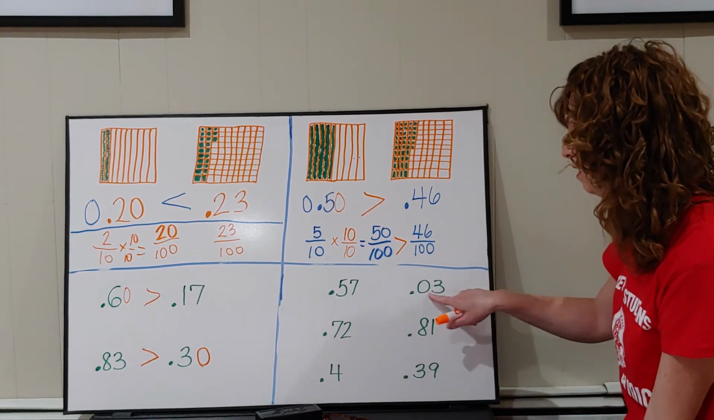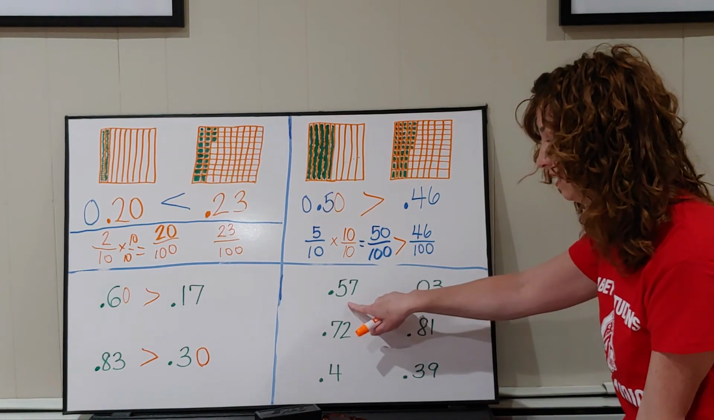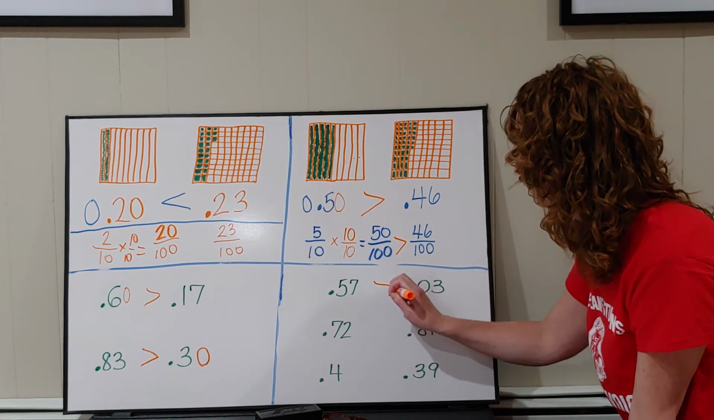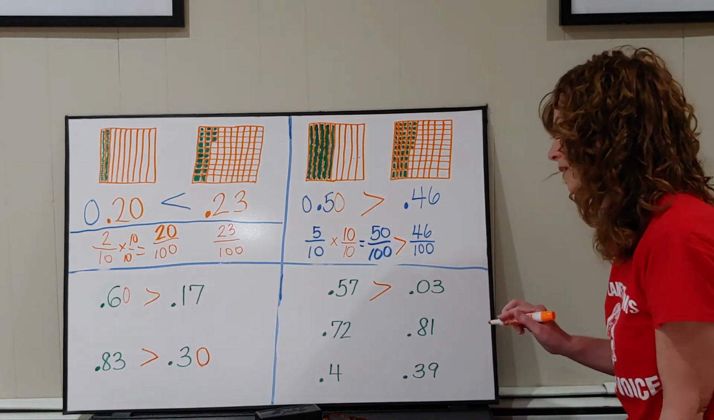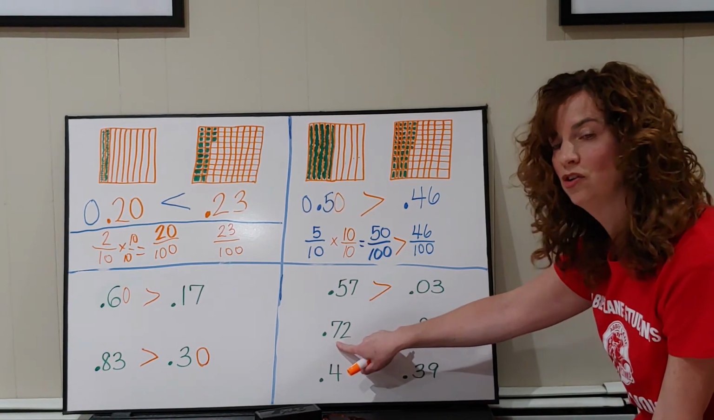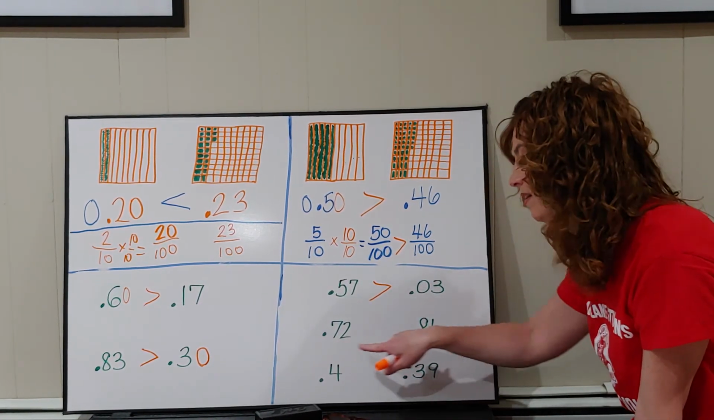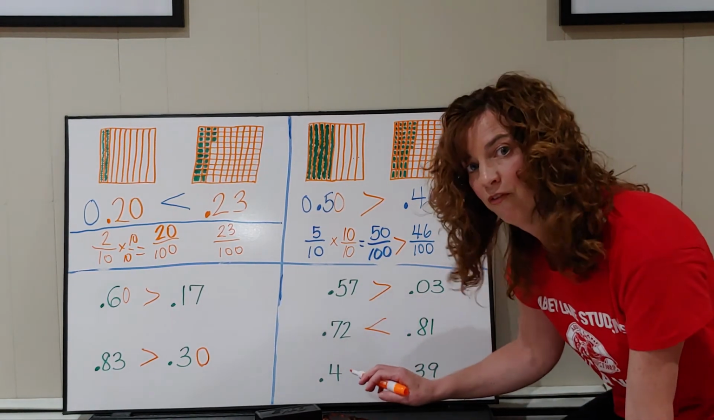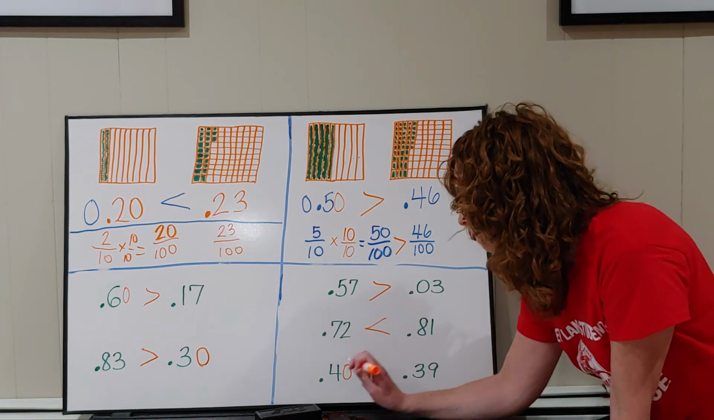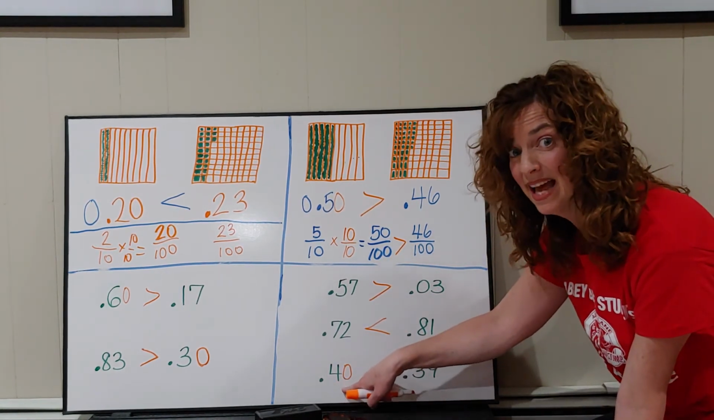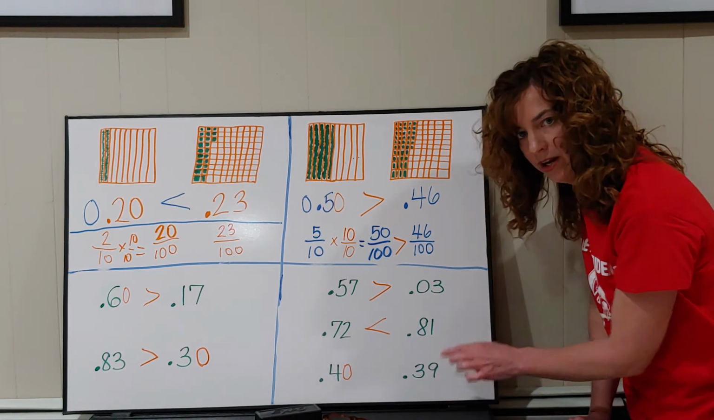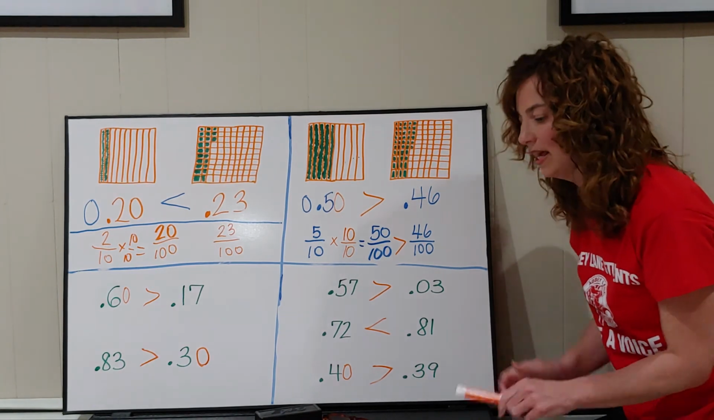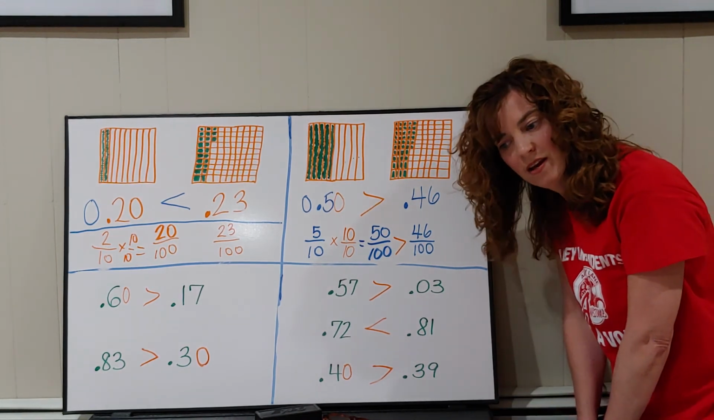57 cents compared to 3 cents. 57 hundredths is greater than 3 hundredths. 72 hundredths compared to 81 hundredths. 72 cents is less than 81. Now we have our 4/10. We're going to add our 0. So we have 40 cents or 40 hundredths as compared to 39 hundredths. 40 is greater than 39. So this was lesson 12.3, comparing decimals.